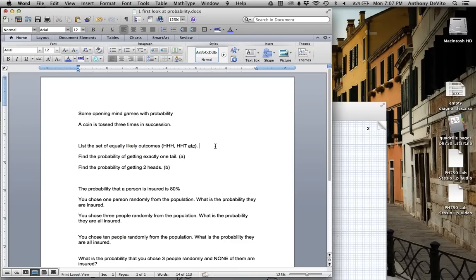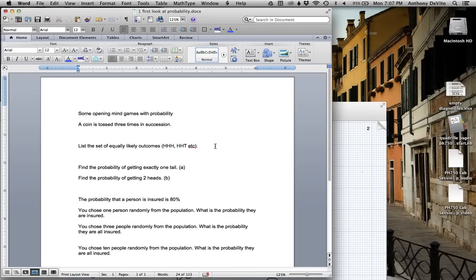Okay, so now, if I toss 3 coins, what's the probability of getting 2 heads out of those 3 tosses? Uh-oh, things got a little complicated, right? There's several ways of getting 2 heads from 3 tosses. You could get heads, heads, tails. You could get heads, tails, heads. You could get tails, heads, heads. So we have more than one way of that happening.